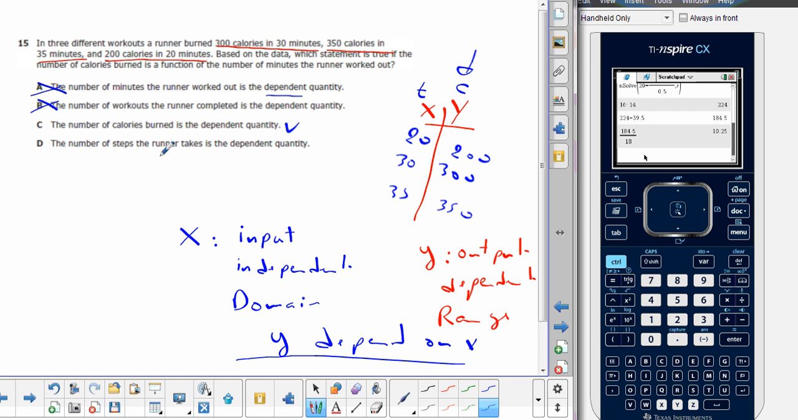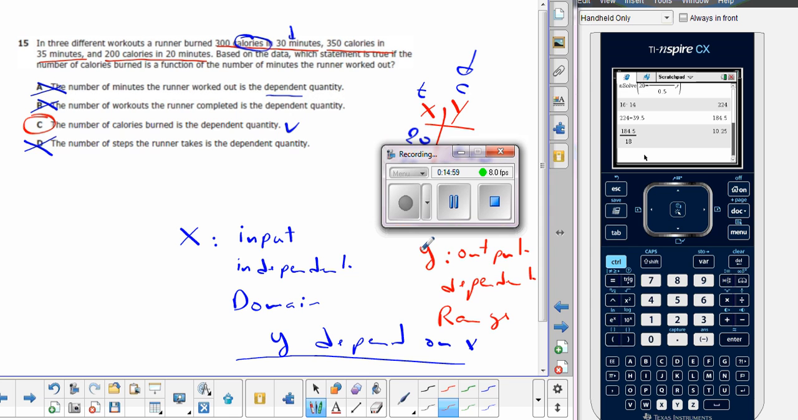The number of steps the runner takes is dependent. What does the step have to do with it? We have only 2 variables. We have the burning calories, that's how many calories he burned through his workout, and the minutes. So the minutes would be your independent. The calories burned would be your dependent. So the only statement that makes sense is C. I hope you enjoyed this video, and the next one will be 16 to 20.